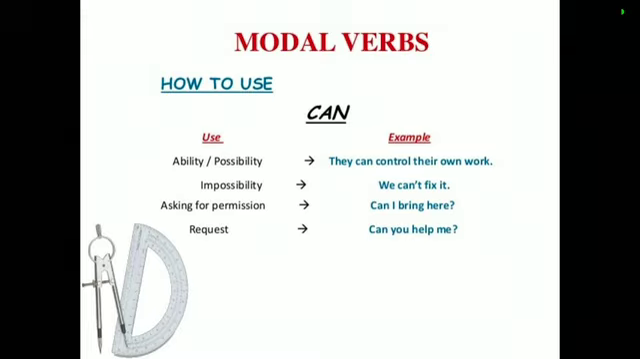After that, asking for permission. Here you can use a modal verb in the beginning of the sentence. Likewise, can I bring here? So here can is a modal verb and it is used in a different manner. After that, if there is any request, there you can use it in the same manner, can you help me? So here can is a modal verb. So students, can is also used to express power or permission. Likewise, I can swim across a river or you can go now.